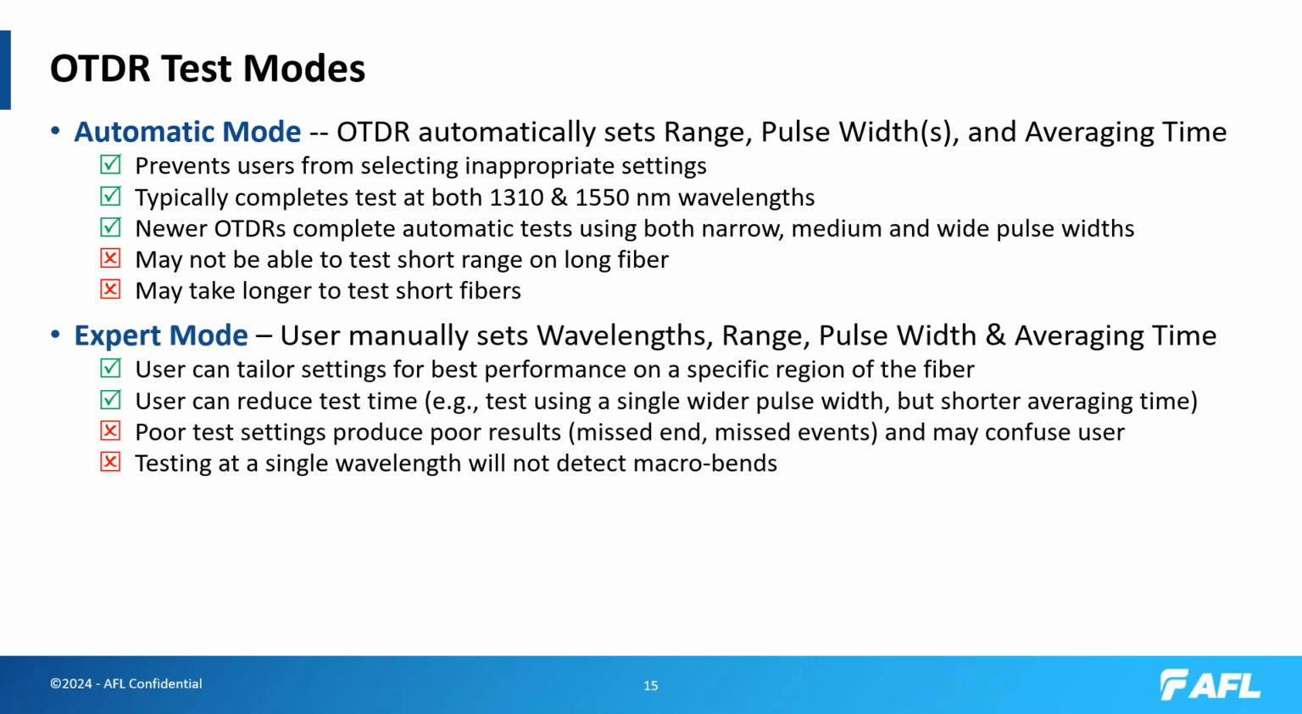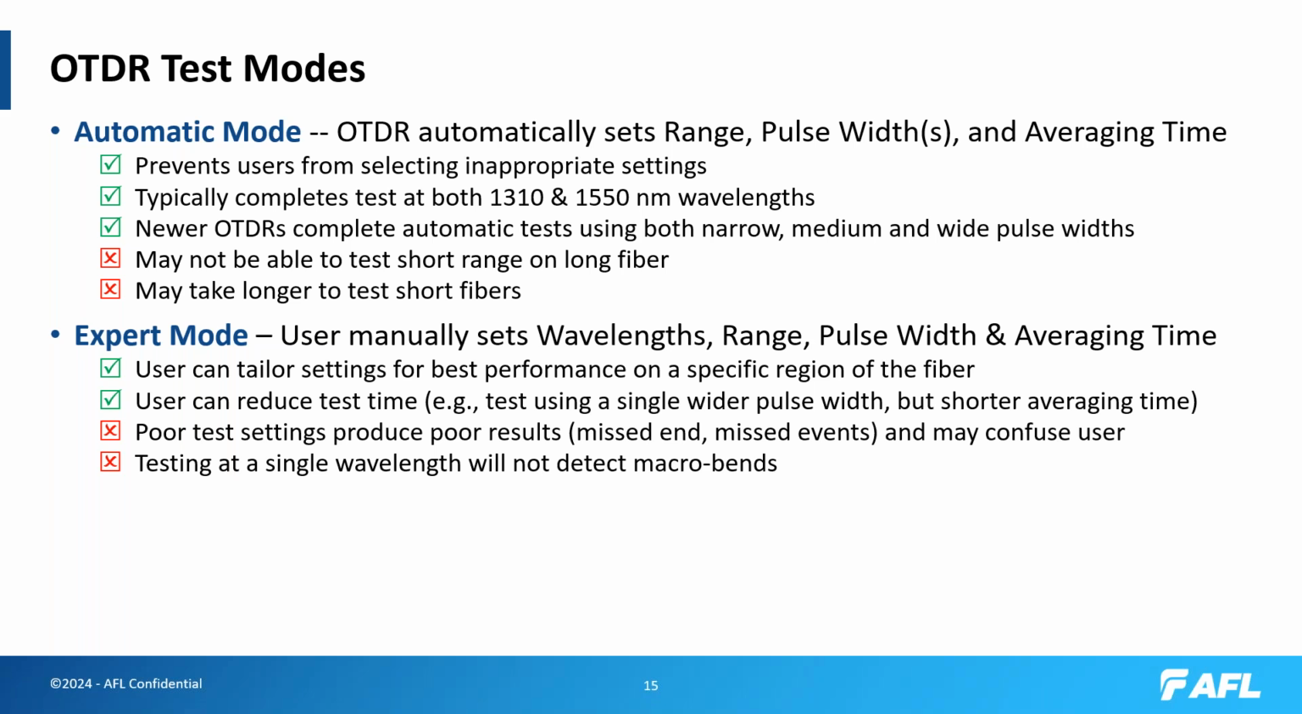In expert mode, the user manually sets the wavelengths, the range, the pulse width, and the averaging time. This allows the user to tailor the settings for best performance on a specific region of the fiber. And in the case of very short fibers, you could reduce the test time by using a single appropriate pulse width with shorter averaging time.